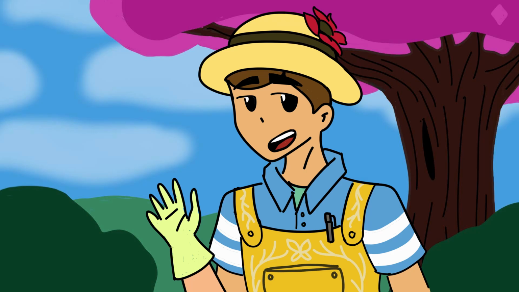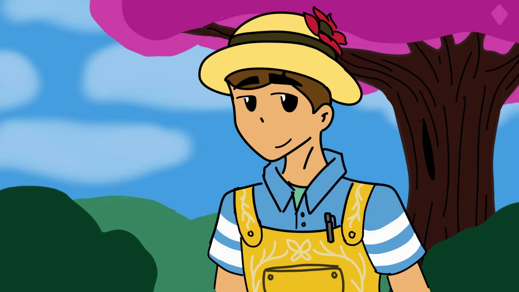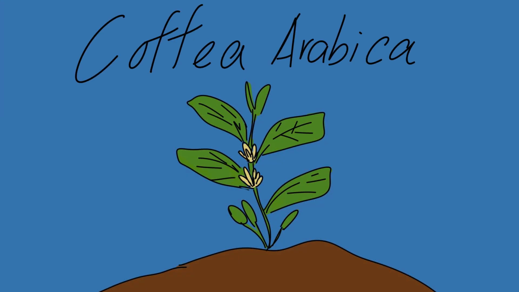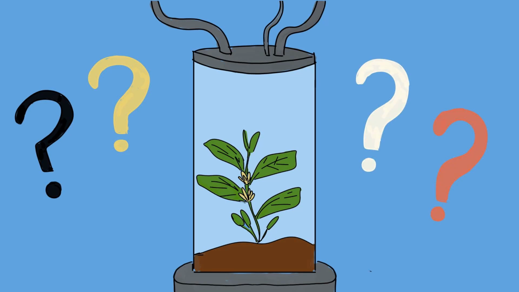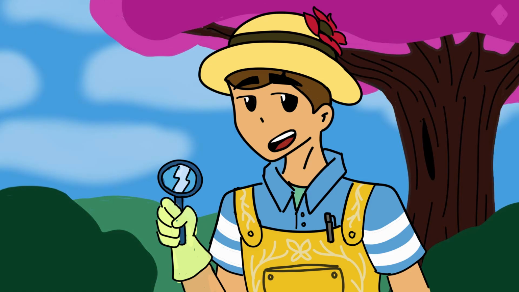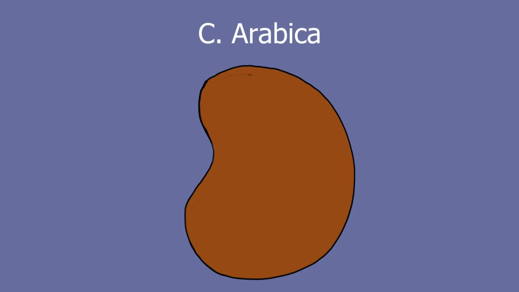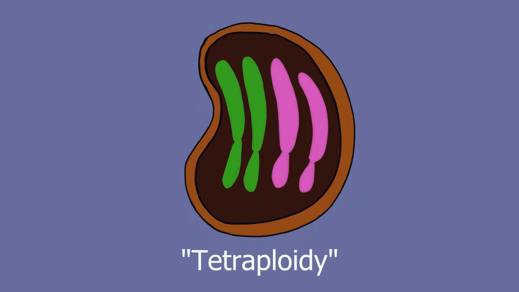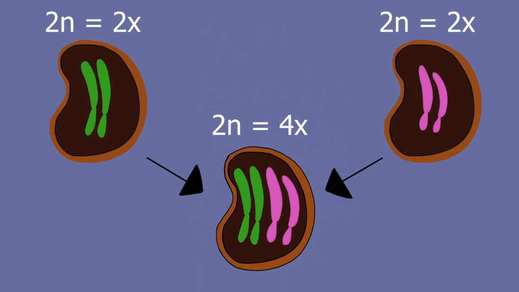Hi, you can call me Rainy, and today we're going to talk about the one and only C. arabica. So what's with this plant that makes it so special? Well, the answer is in its genes. The C. arabica is a tetraploid species. This means that a C. arabica cell carries 4 copies of each chromosome, in contrast to its parents, which are diploids.